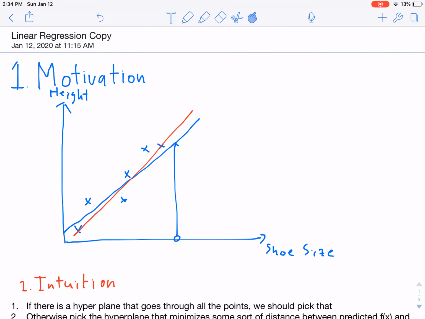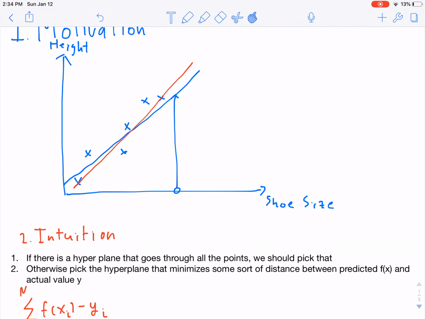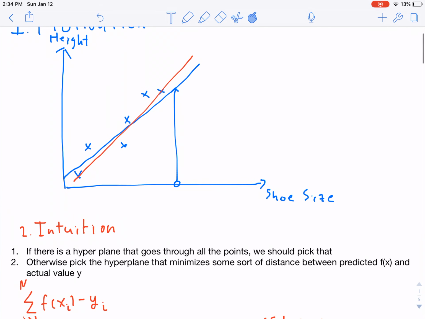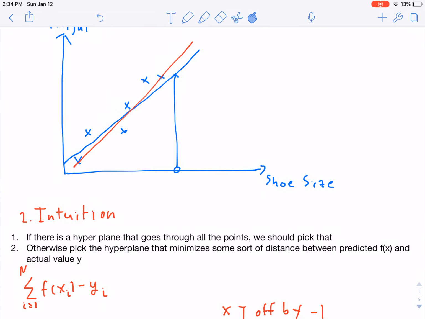So the first thing we think is if there's a hyperplane or a line, for context, a hyperplane is just an n-1 dimensional shape in n dimensions that goes through all the points, we should probably pick that, right? So here, if there's some line that goes through all the points, that's probably a good idea to pick that. But in most cases, we're not going to have some exact fit. So our second criteria might be, otherwise we're going to pick the hyperplane that minimizes some sort of distance between our predictions, f of x, and the actual values, y, in the data that we're given. And so our first idea might be, why don't we just take every data point and take our prediction and subtract the actual value, and then add that all up. And that's what our error will be.